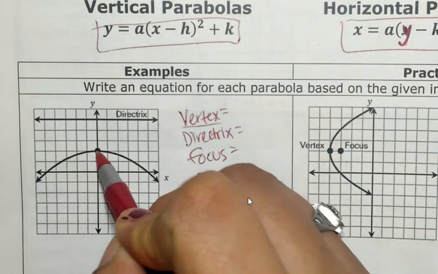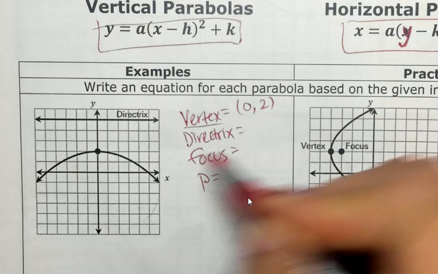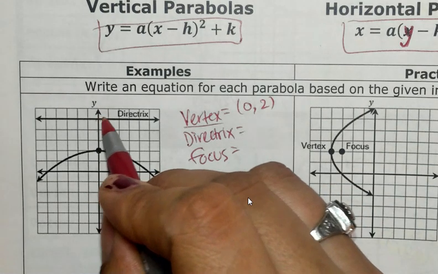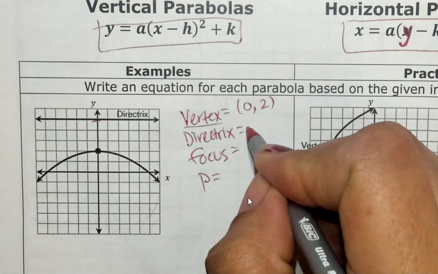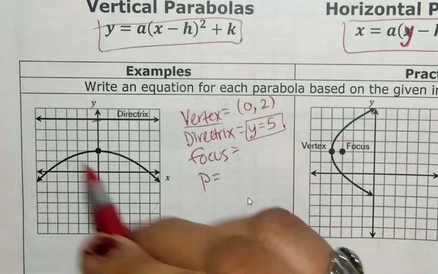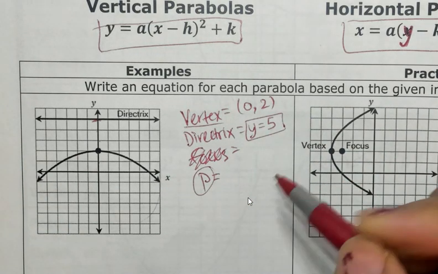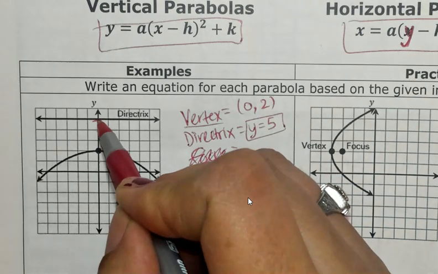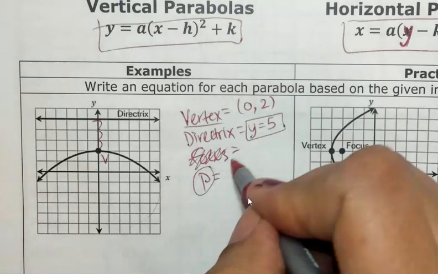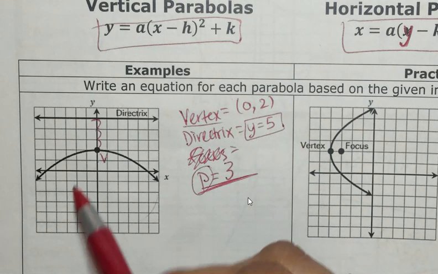So the vertex is right here. We're going to write it, and it's 0, 2. The directrix is up here. So 1, 2, 3, 4, 5, it's a horizontal line. That is when y equals 5. All right, so basically, with that, we don't need to find the focus because that's enough to find the p. P is the distance from the vertex to the directrix, which is 3 spaces. So this we found just by analyzing this.